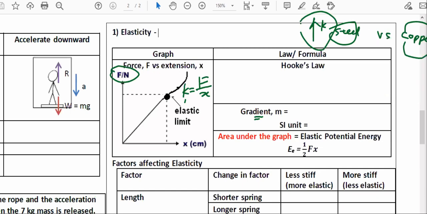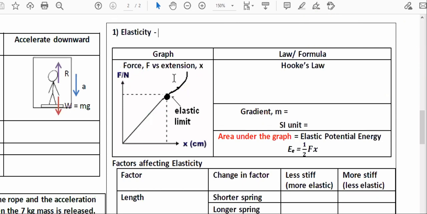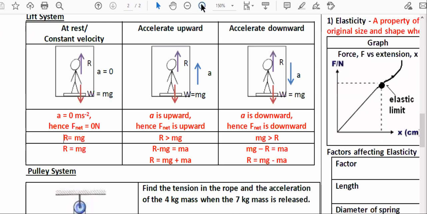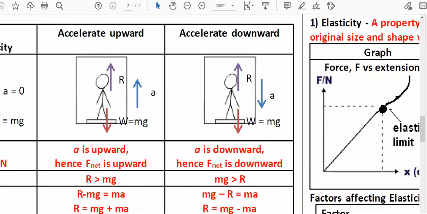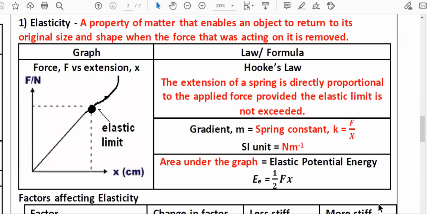Can get some idea. And lastly, we can also find another quantity, which is elastic potential energy, using the area under the graph. So I let you all finish the definition first, then I move on with the factors affecting. You all done already? May tell me in the chat.